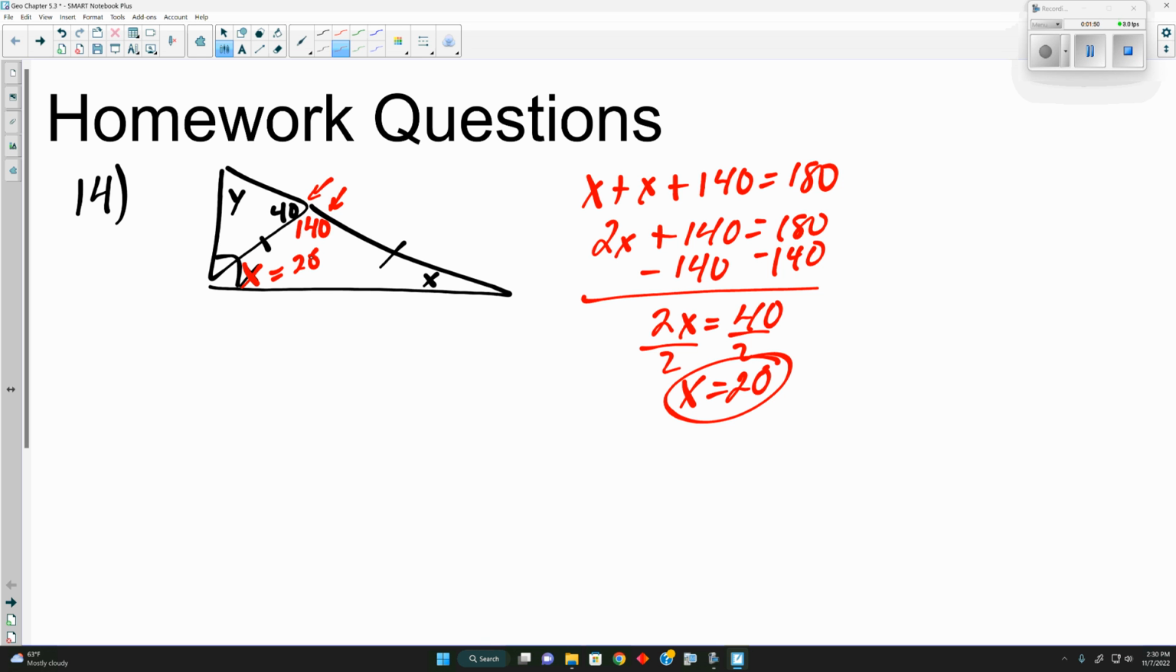So it tells us this is 20. But the whole angle is 90 because of the right angle. So if this angle is 20, it means this angle here is 70.